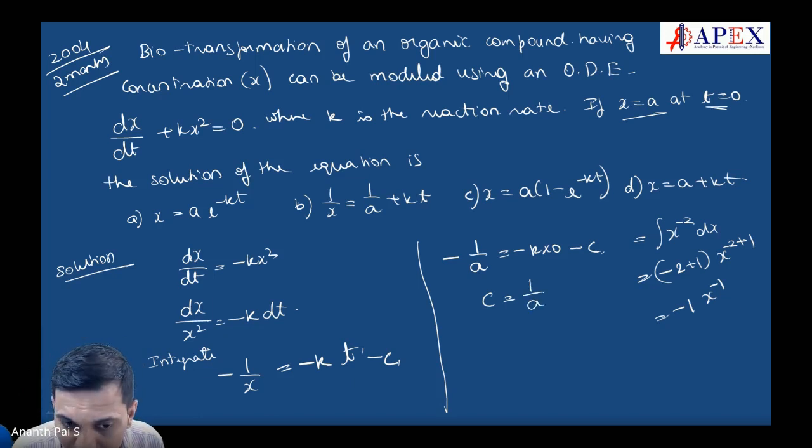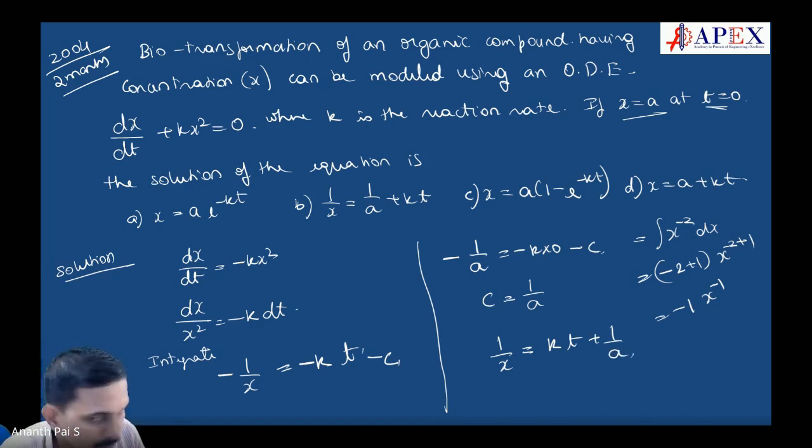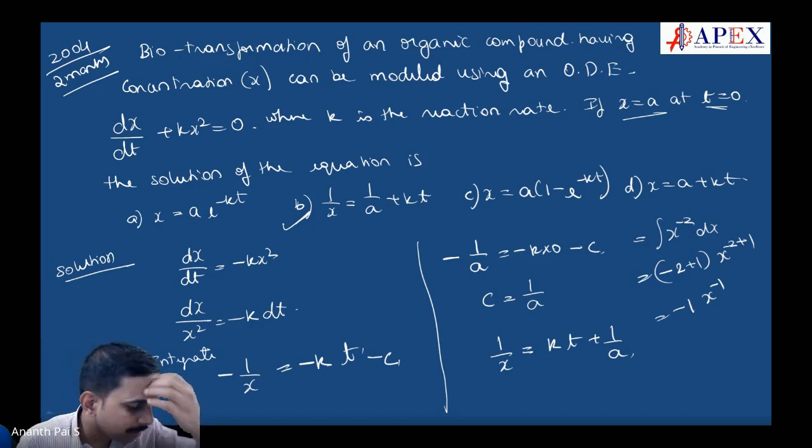So what is the equation? The solution of the equation, I can write this whole thing as 1 by x is equal to, I'll write it all minus, I will take it out because minus can be taken out everywhere. So 1 by x is equal to kt plus 1 by a, correct? What is the answer? B. Easy. Should not get intimidated, that's it.